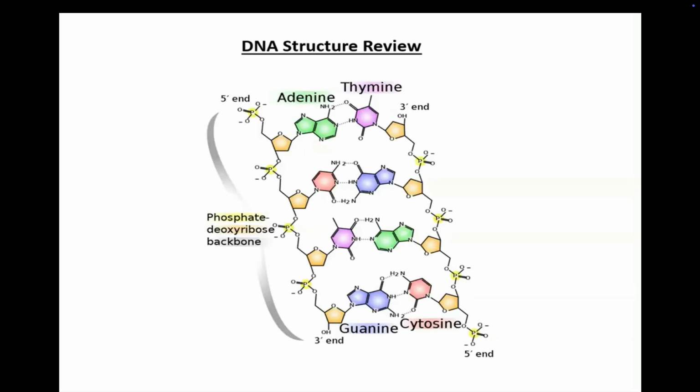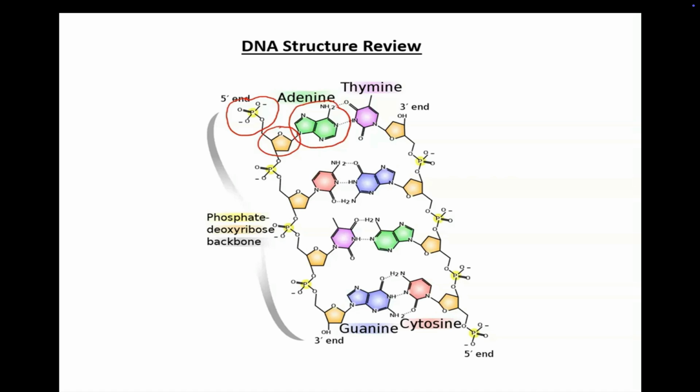As you'll recall, DNA is made up of two strands of nucleotides. Each nucleotide has three parts. A nucleotide is composed of a phosphate group, which contains two negatively charged oxygen atoms, a deoxyribose sugar, and a nitrogenous base, either adenine, thymine, guanine, or cytosine.